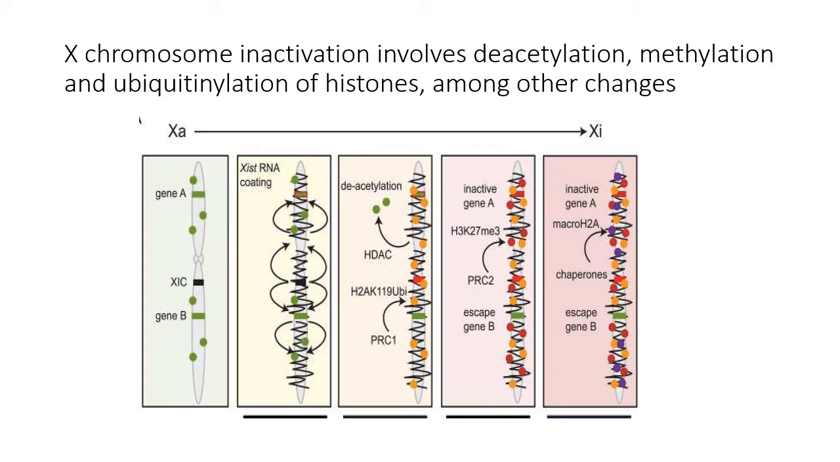Notice that this one gene is indicated as an escape gene. This process does inactivate most of the genes on the X, but there are always a few that remain escaped, and people are still trying to figure out how that happens. Finally, we have the inactive X, in which some of the histone H2A is substituted by a variant histone, which is called macroH2A. Okay, so as a result of this very elaborate process, the genes on that chromosome are silenced.